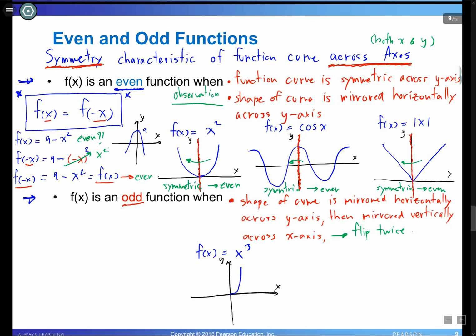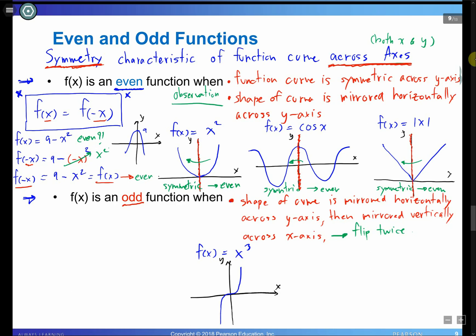Now, on the left-hand side of the y-axis, x is going to be negative. And since we have the power of 3 here, the result should be negative. So the function value is going to be negative over here, and it goes down really fast. Alright, so there you go. We have the curve of this x cubed.